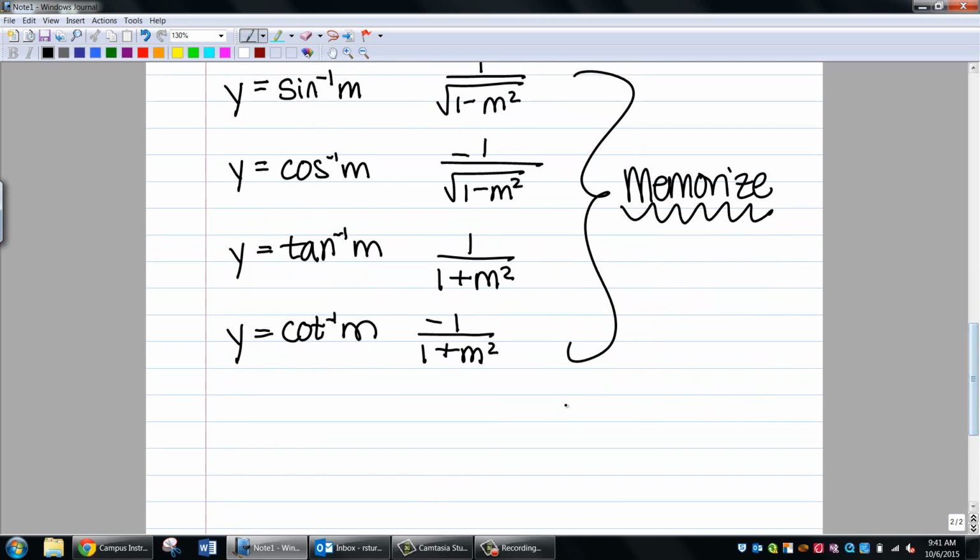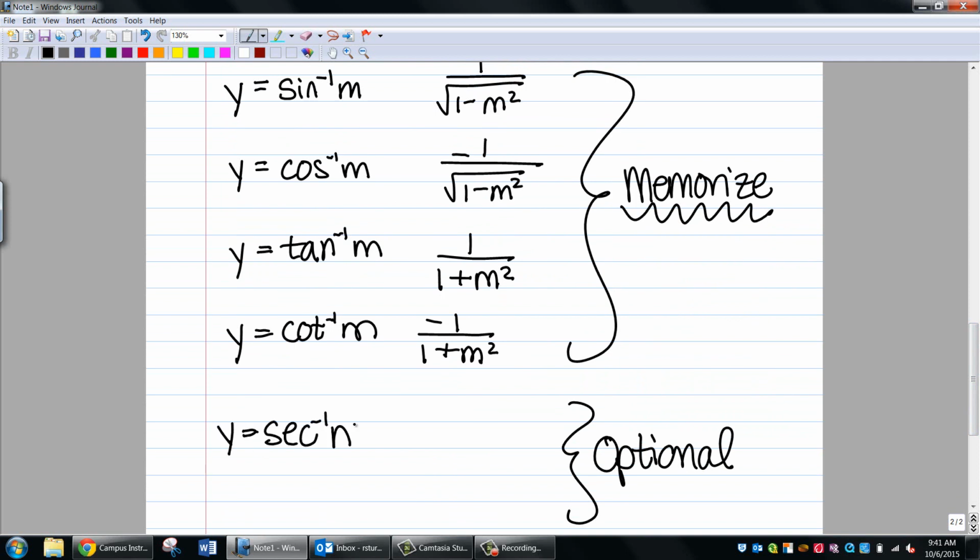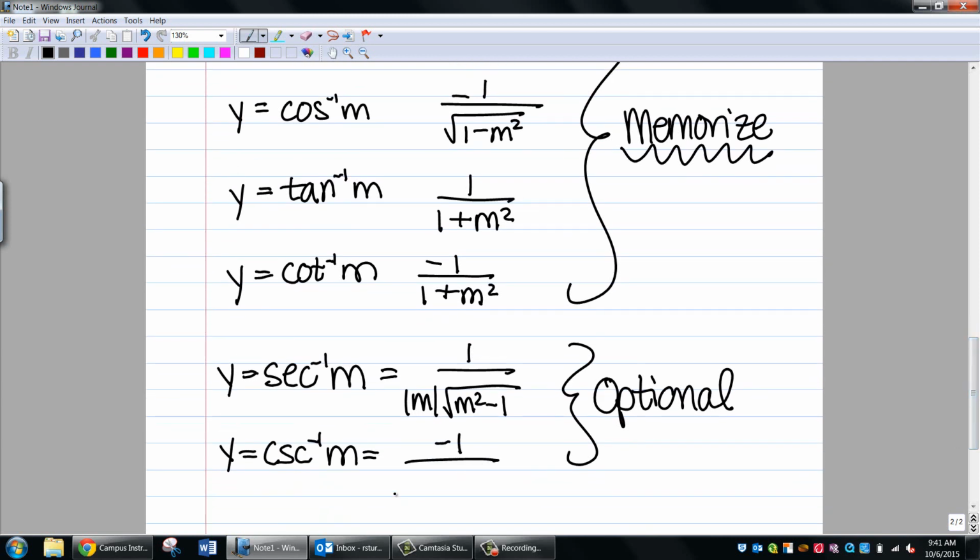Optional ones, if you're looking for something to do on the weekend, would be inverse of secant, which is 1 over the absolute value of m times the square root of m squared minus 1, and cosecant, negative 1 over the absolute value of m times the square root of m squared minus 1. So again, because it starts with c, it's a negative.